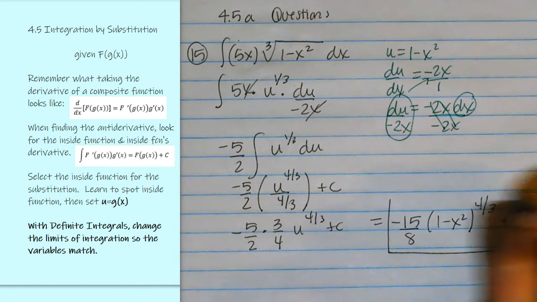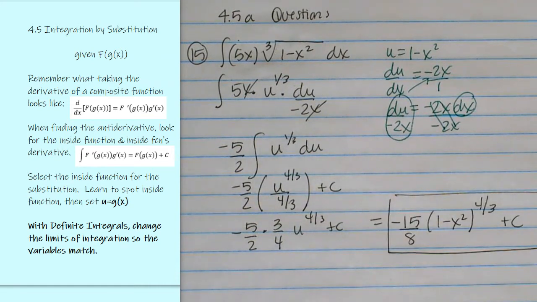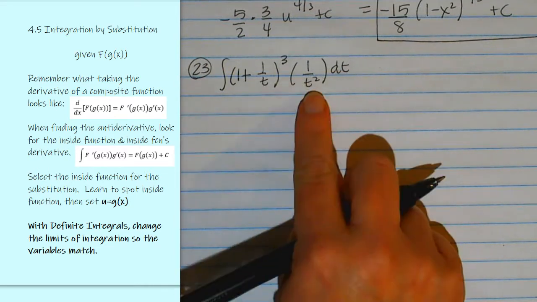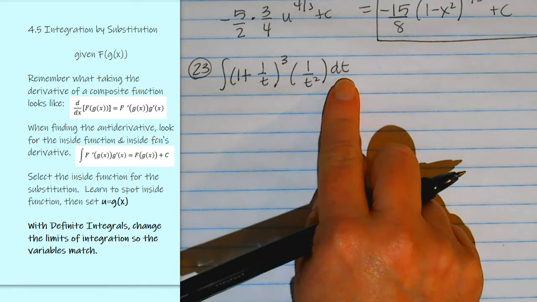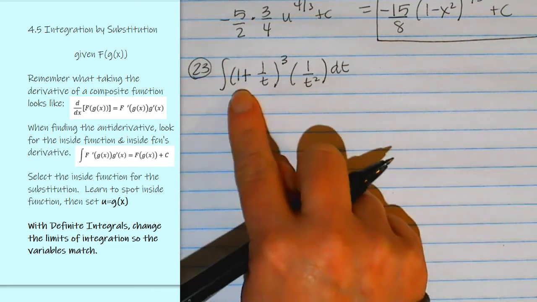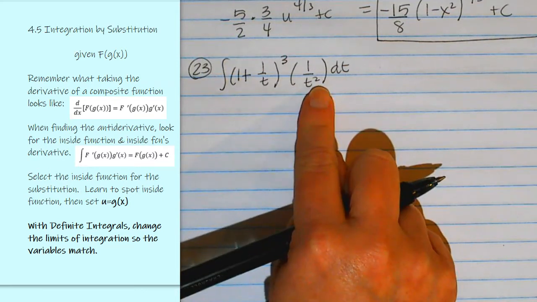So 15. The other question I had was for number 23. So we have the integral of (1 plus 1 over t) all cubed times 1 over t squared dt. So this is all in t. I can still do u substitution. That doesn't matter. If you prefer to change this all to x, you can do that. Just at some point you'd have to say t equals x and then rewrite it.